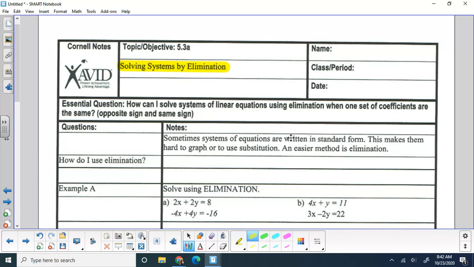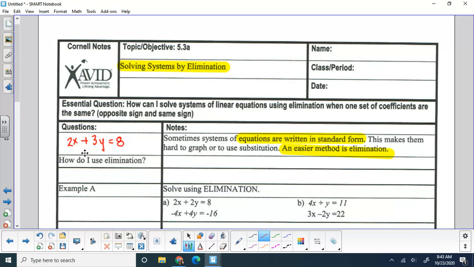Now, typically, if an equation is written in what we call standard form, the elimination method is going to be an easier method for us to use. If you're wondering, well, Ms. Vernon, what is the standard form of an equation? A standard form of an equation would be like 2x plus 3y equals 8. This is standard form because the x and y values are both on the left side of the equal sign, or the same side of the equal sign.